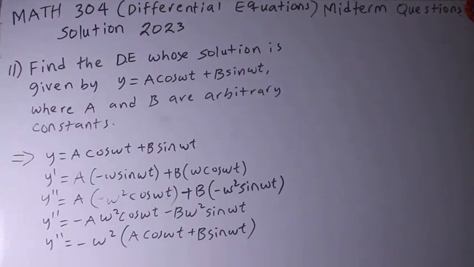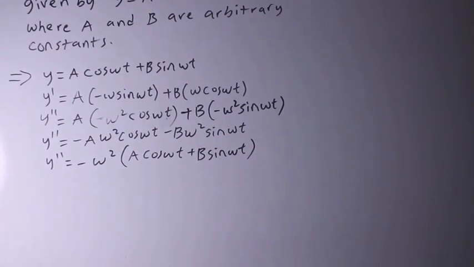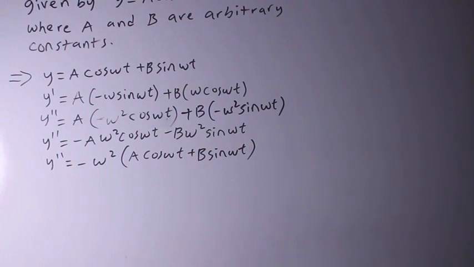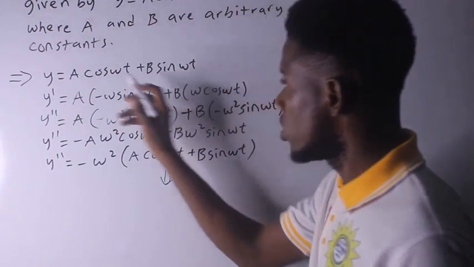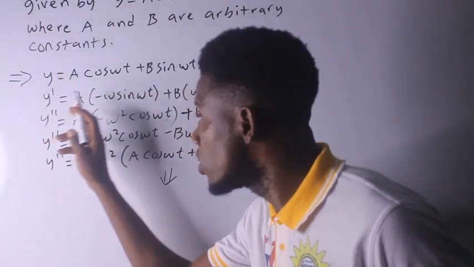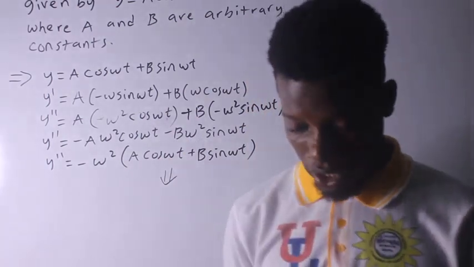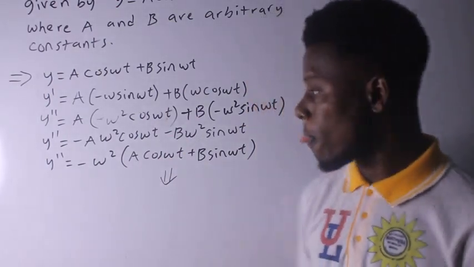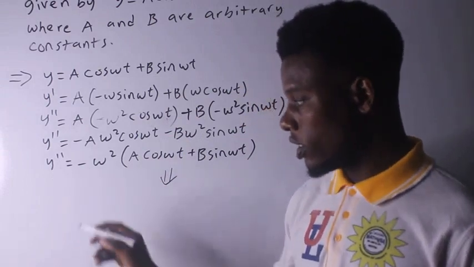So once we do that, what do we expect to have? We know that the entire expression down there, this entire thing, is actually y. So you have y is equal to a cos omega t plus b sine omega t. That's what you have. So we replace this entire thing with y in this second derivative.